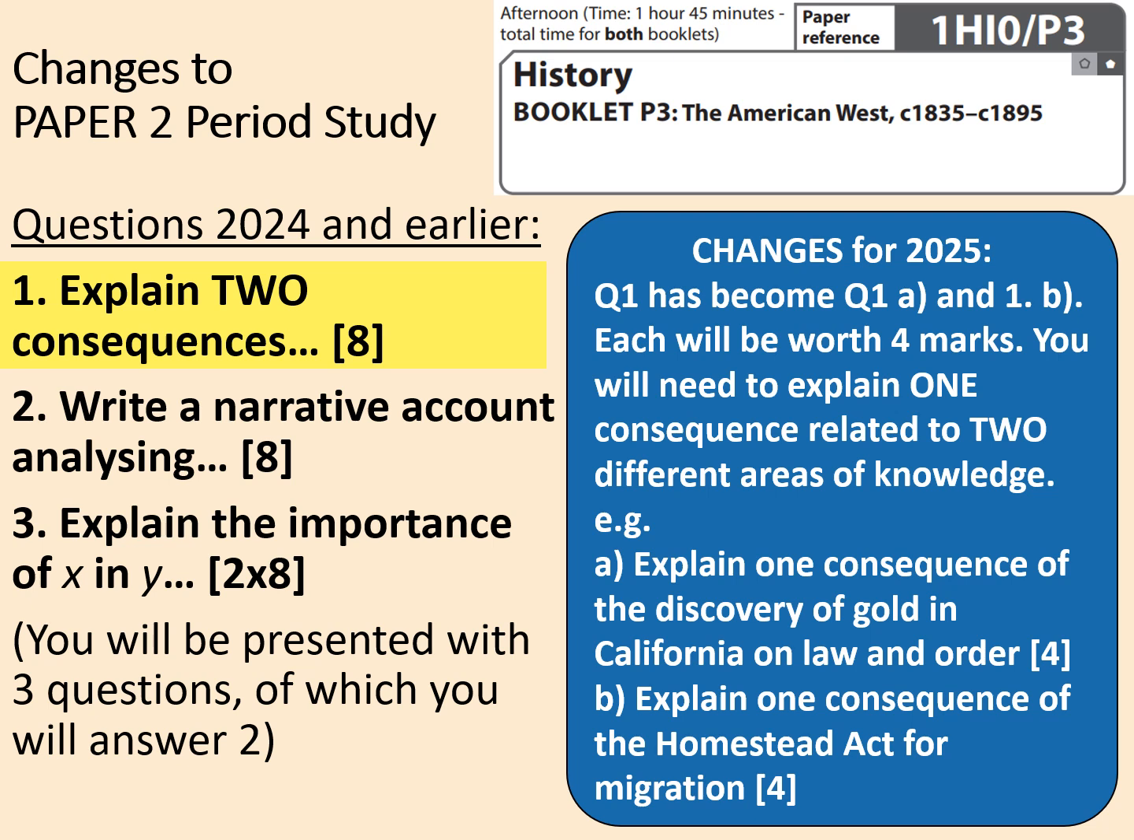Question 1 has become question 1A and question 1B. Each will be worth 4 marks. You'll need to explain 1 consequence related to 2 different areas of knowledge. For example, explain 1 consequence of the discovery of gold in California on law and order. And then you might have to do a follow-up of explain 1 consequence of the Homestead Act for migration.